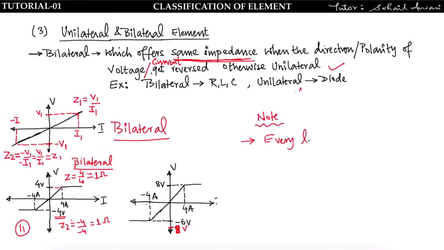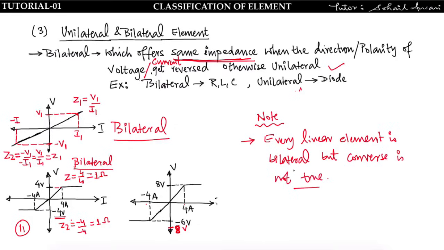So here we can conclude one point. Every linear element is bilateral, but the converse is not true.